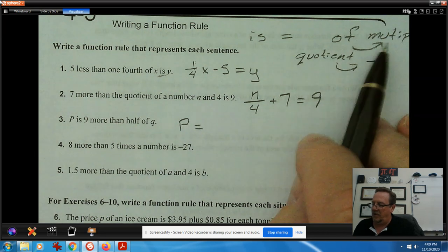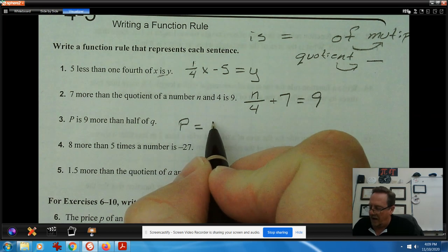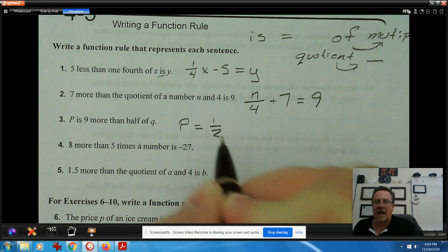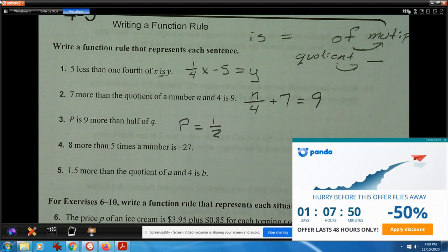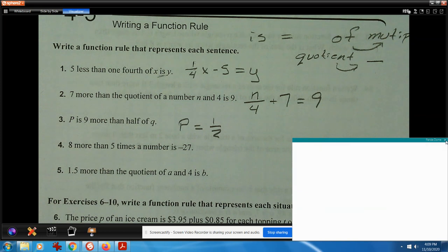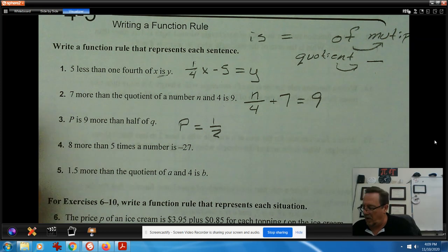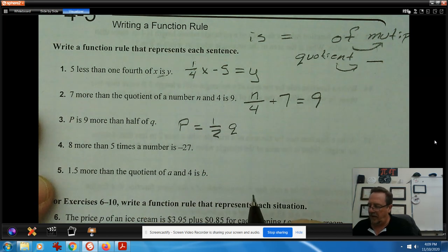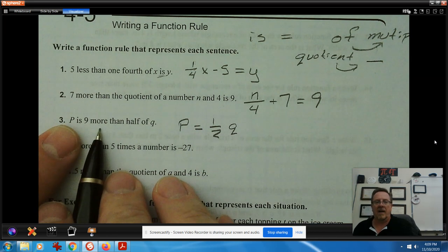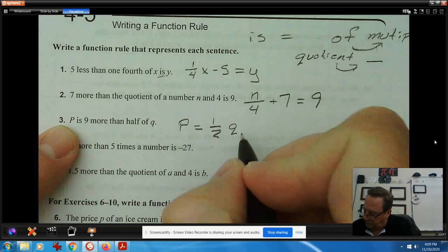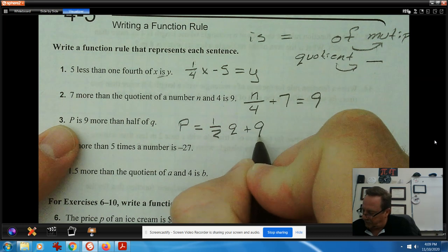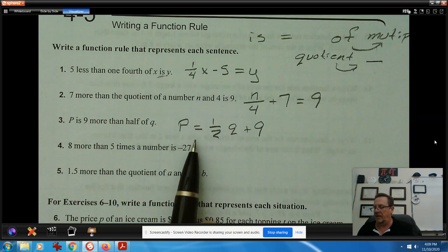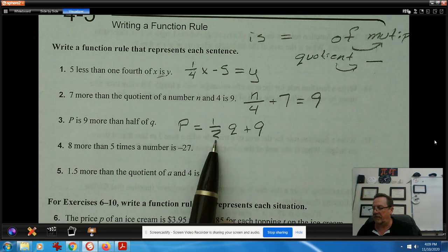And remember, of means we're going to multiply. What's half? Well, that's 1/2. Half of Q means I'm going to multiply 1/2 times Q. So 1/2 Q, right? 9 more than that, plus 9. P is 9 more than half of Q.